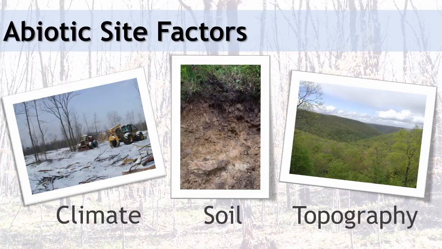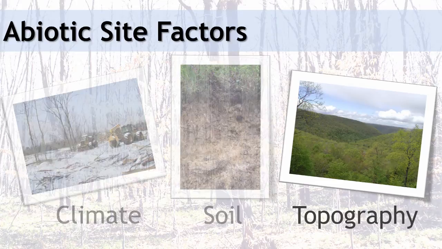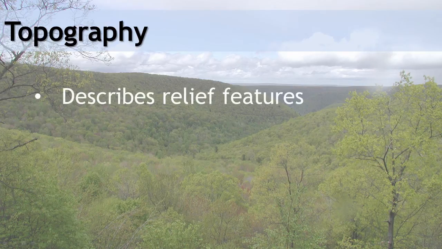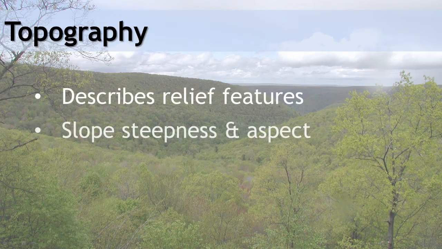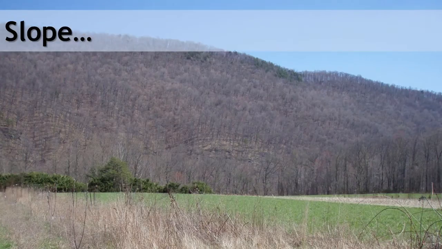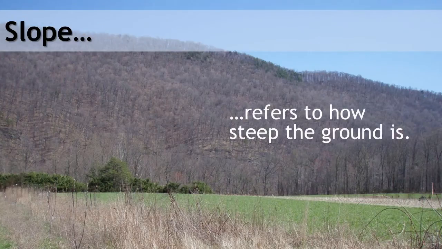Let's look at our final abiotic site factor, topography, and see how it influences tree species composition and growth. Topography describes the relief features of an area. Two components of topography are slope steepness and aspect, which together influence tree species composition and site productivity or growth. Let's begin with slope, or how steep the ground is. Some topography is flat, some rolling, and some steep.